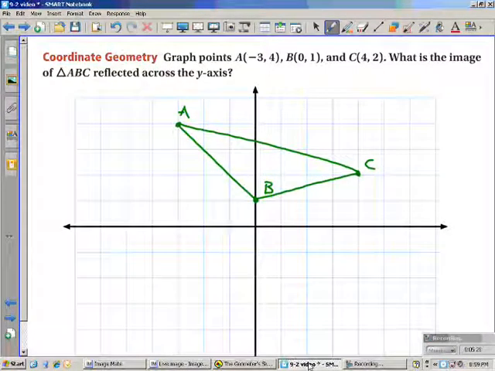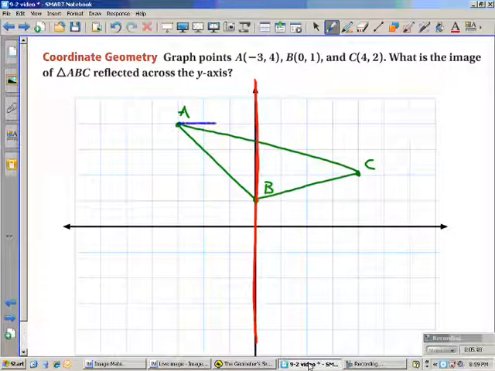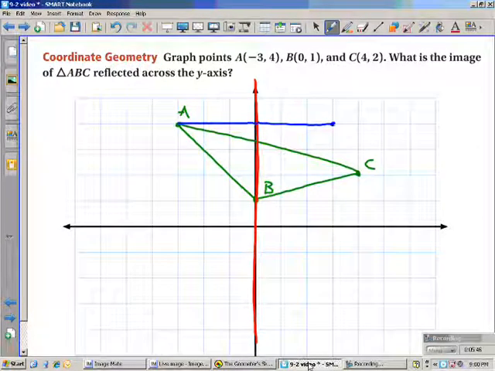What is the image of ABC reflected across the y-axis? The y-axis is right here, so that goes up and down. Now start with point A. Going perpendicular to the line of reflection, I've gone 3 units, so I keep going 3 more units. And this point right here is A prime.